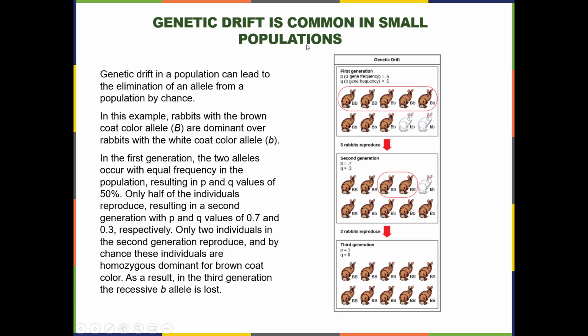So remember that one of the criteria of equilibrium is very large population. So one of the drivers of evolution is small population. And this example is extremely small. You're down to 10 individuals.